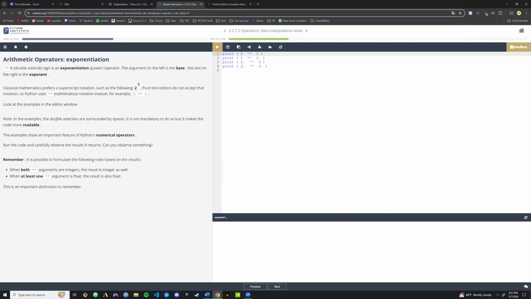That's a little tricky. Let me see if I can better explain. In this example, they did the same thing. They have 2 double asterisks 3. I can rewrite this here. This is saying I want to multiply 2 by itself 3 times. If we were to do 2 double asterisks 4, it's saying let's do that 4 times now.